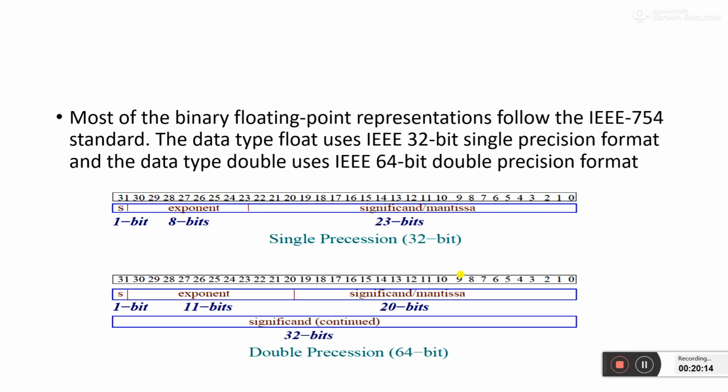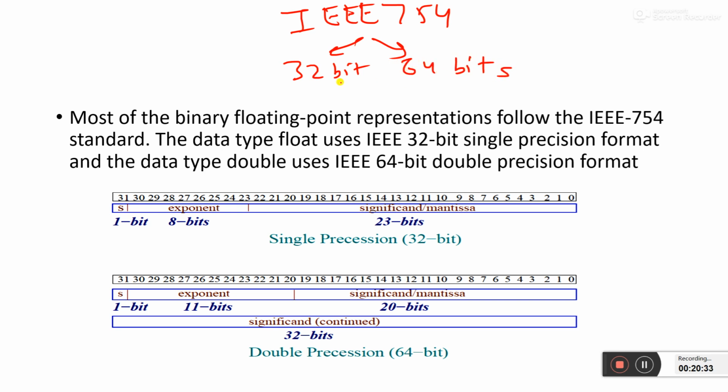So let's see what single precision is. It is the IEEE 754 format, and the 754 format is divided into two parts. One is single precision for a 32-bit processing system and one is double precision for a 64-bit processing system. So for a 32-bit processing system it is single precision, and the other is used for double precision.